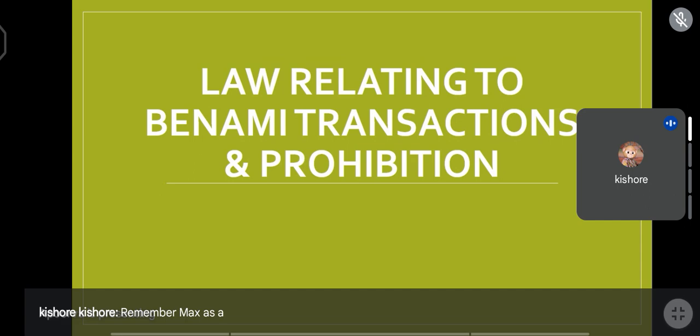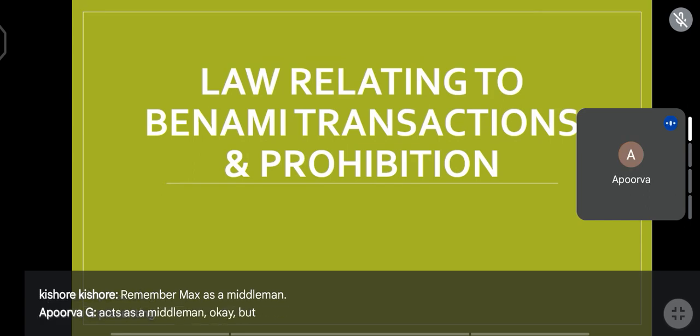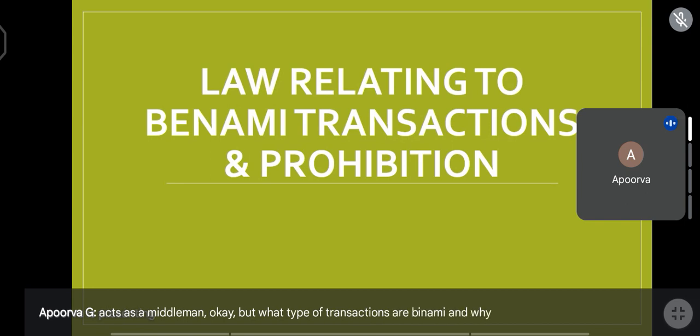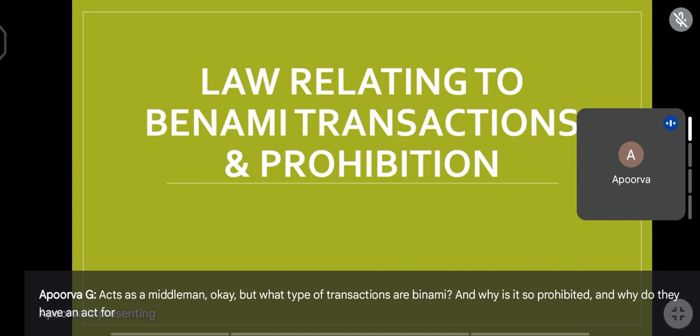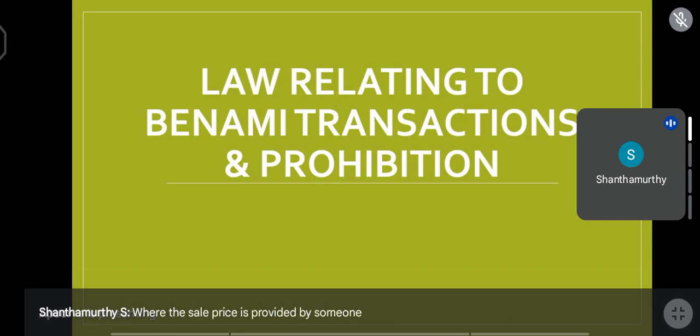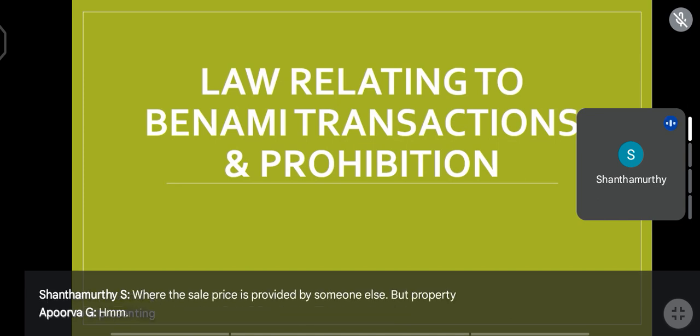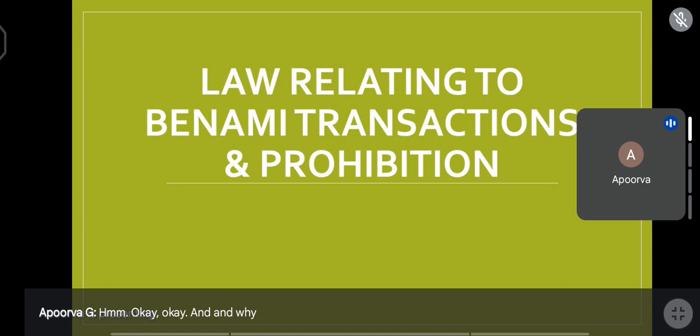Acts as a middleman. Okay, but what type of transactions are Benami, and why is it so prohibited, and why do they have an act for prohibition? Where the sale price is provided by someone else, but the property stands in another person's name. Okay. And why is it prohibited? Why is the law prohibited? Benami transactions. Why is it prohibited?